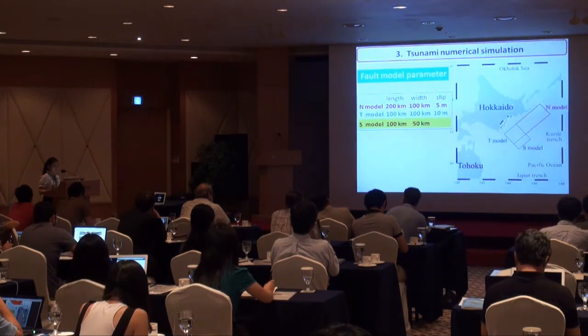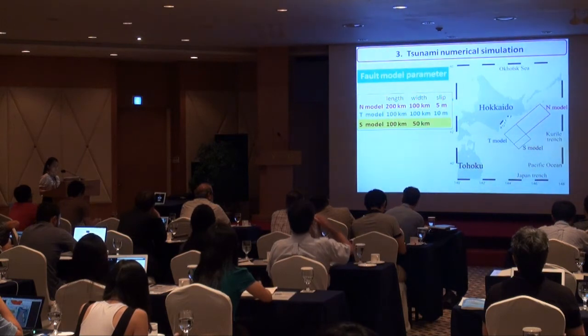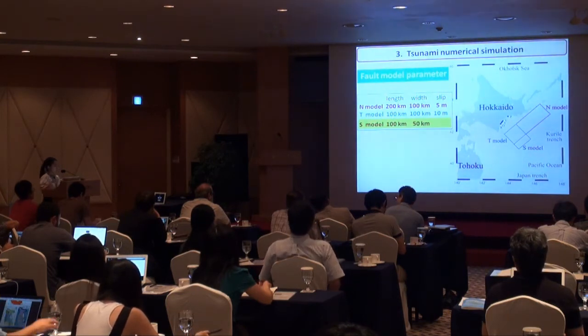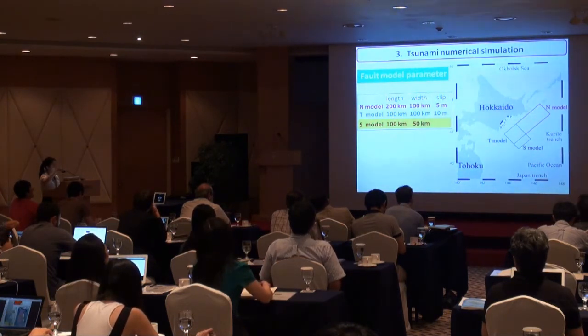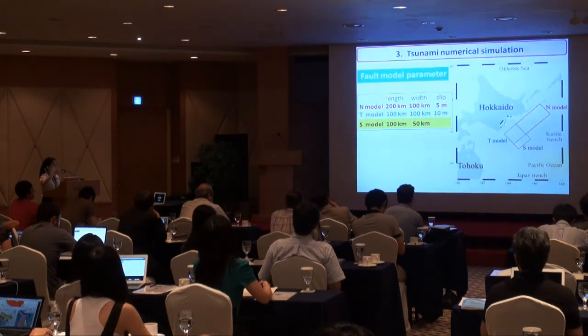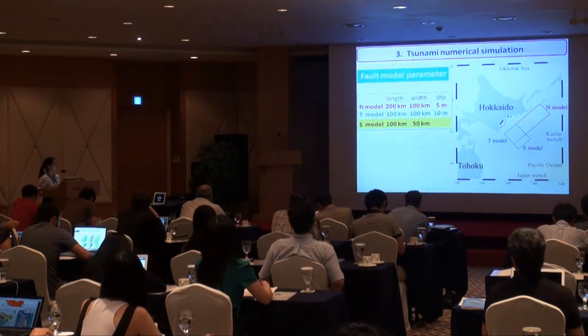Because of that, a fault model whose width is short, in the shallow part of the sea near the Kuril trench. Third, tsunami numerical simulations. About the fault model parameters, we use the N and T models and added the S model, length of 100 km and width of 50 km. The S model was set near the Kuril trench. So we assume that three models slipped together in this earthquake.